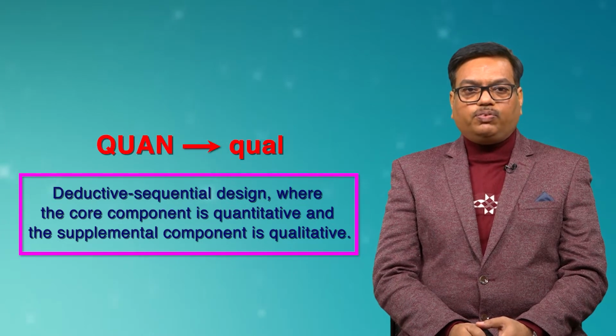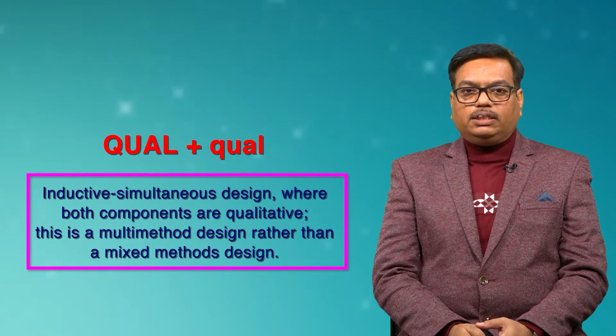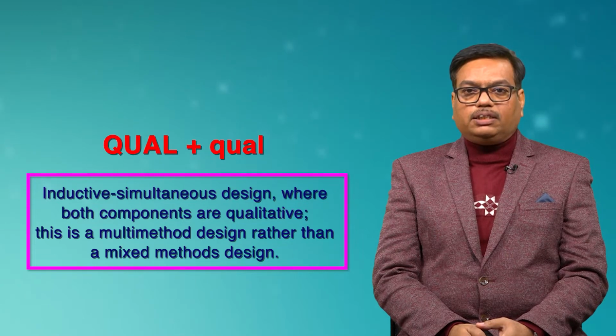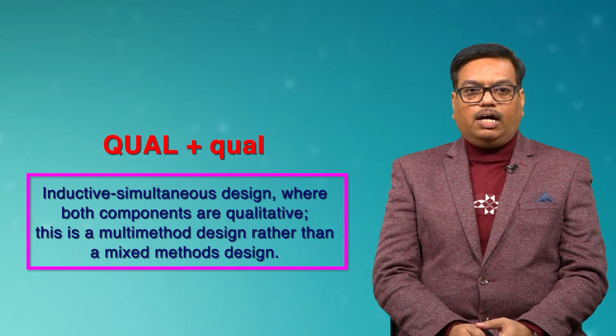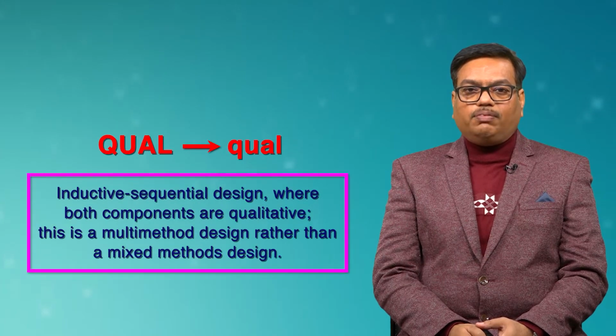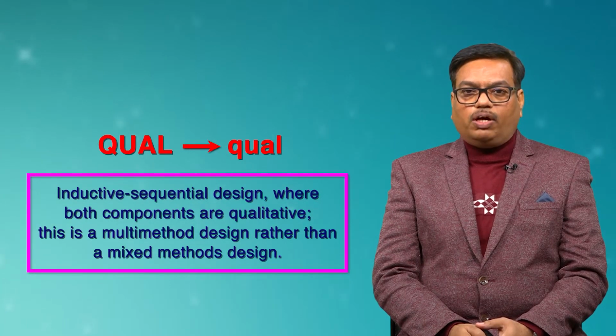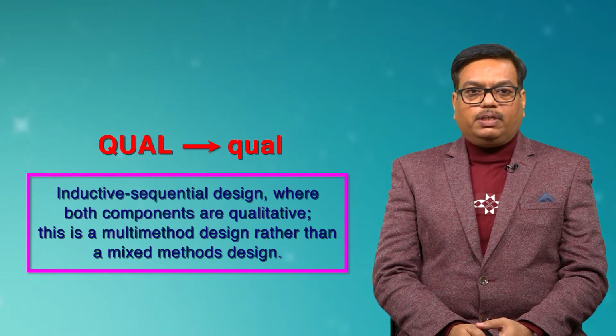And now, the fifth one is QUAL plus QUAL. This is inductive simultaneous design where both components are qualitative. This is a multi-method design rather than a mixed method design. The upper ones were the mixed method designs. This is a multi-method design. And now, QUAL arrow QUAL is inductive sequential design where both components are qualitative.